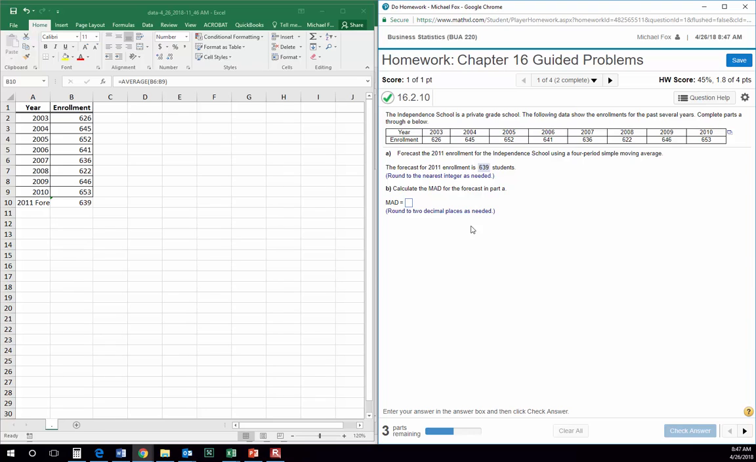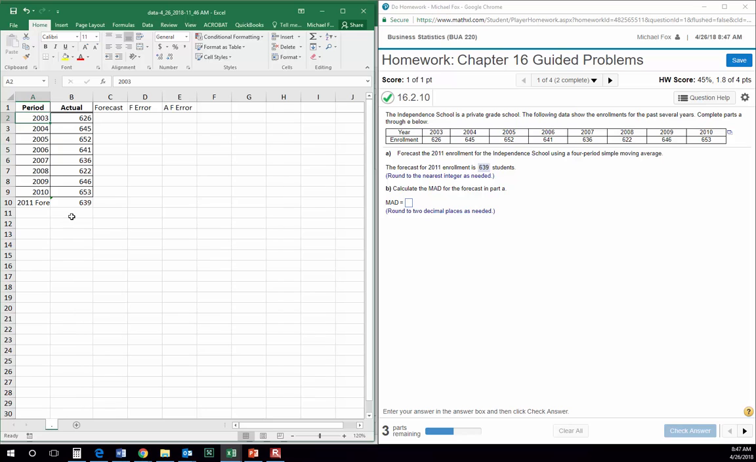Then it wants us to calculate the mean absolute deviation, or the MAD. The easiest way to do that is to follow the table format that's given to you in the book. The table for this is on page 773. So this is our period, this is our actual enrollment, we're going to have our forecasted enrollment, and we're going to have our forecasting error and our absolute forecasting error.